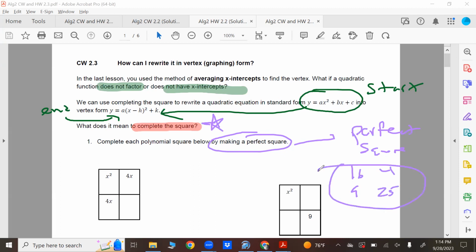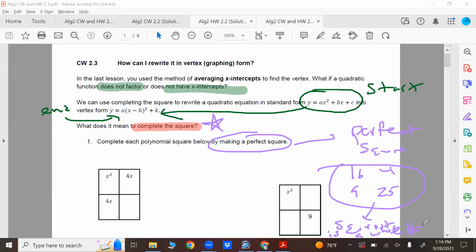What makes these so special or so unique? If I square root them, what do I get? You get a whole number, right? So basically, for a perfect square, the square root is a whole number.